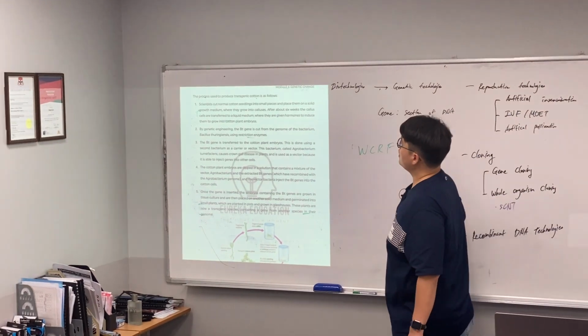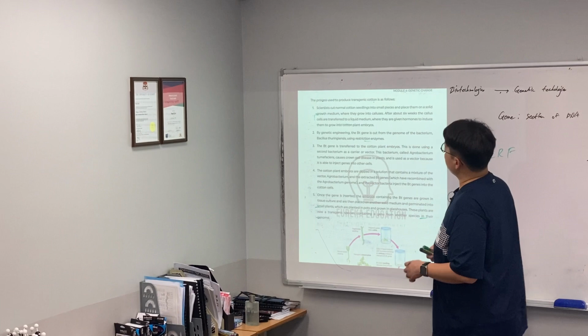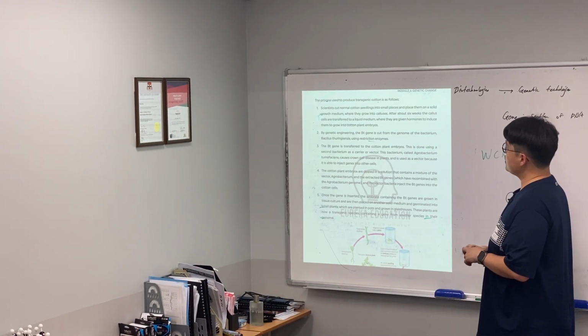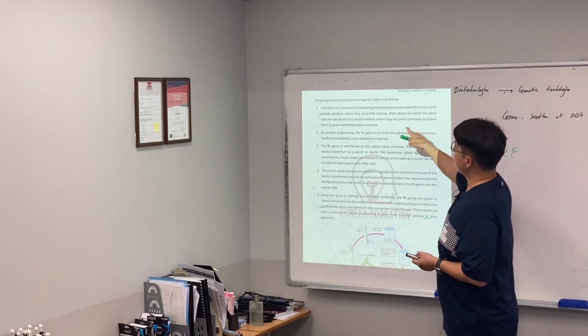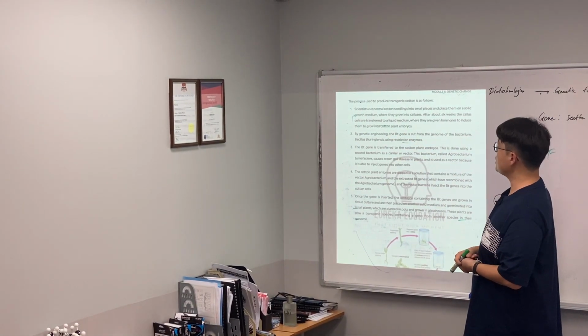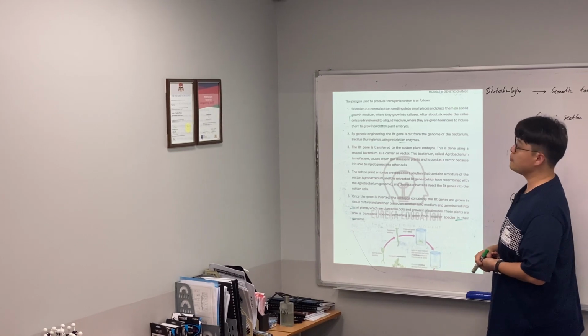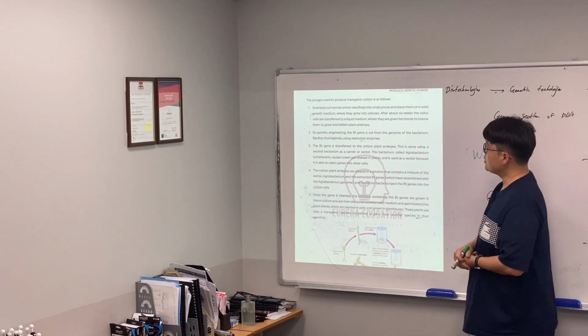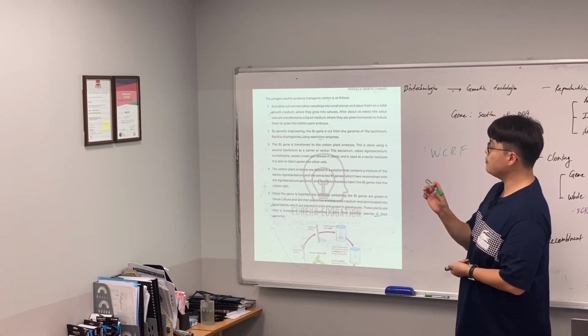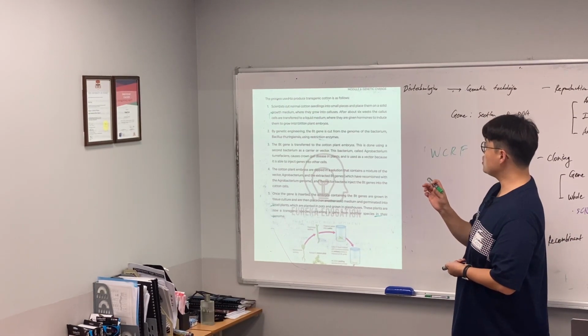One, scientists cut the normal cotton seedling into small pieces and place them into a solid growth medium where they grow into calluses. After about 6 weeks, the callus cells are transferred to a liquid medium where they are given hormones to induce their growth into cotton plant embryos. Two, by genetic engineering, the BT gene is cut from the genome of the bacterium, and then put in using the restriction enzyme.